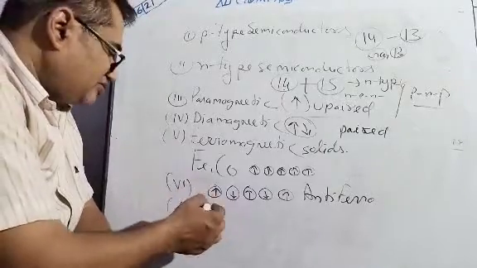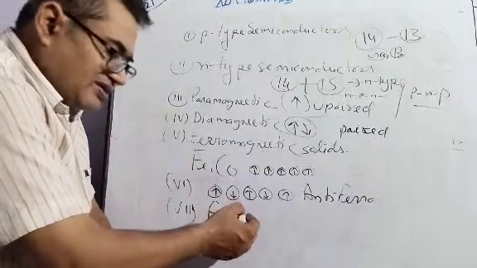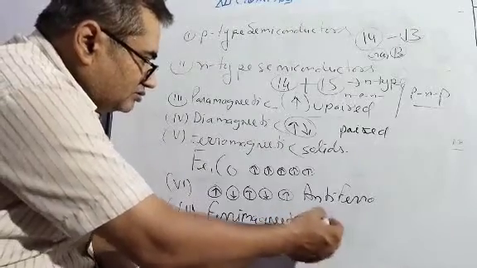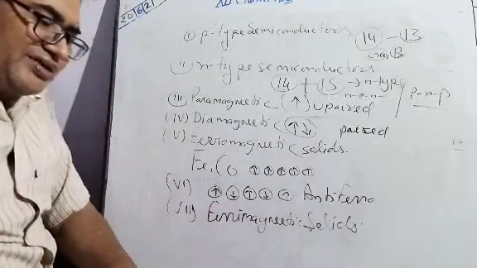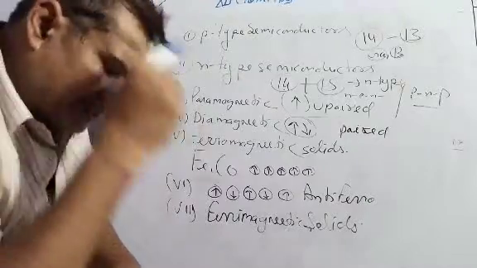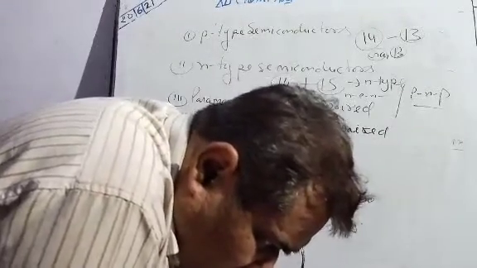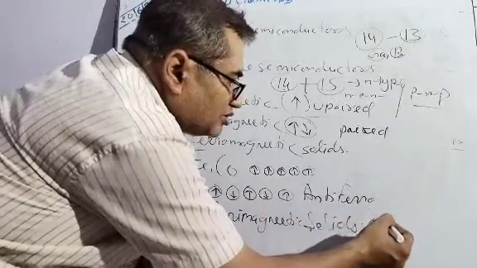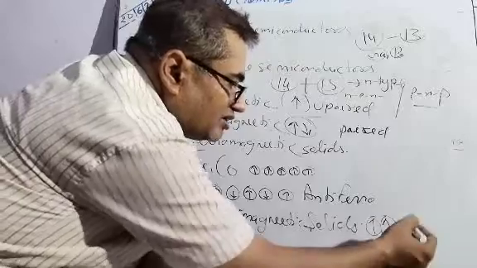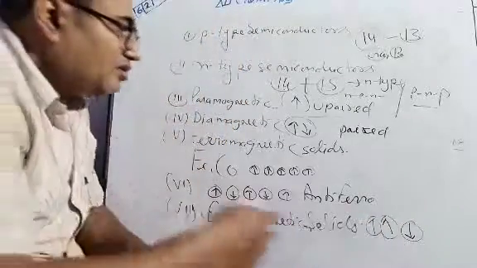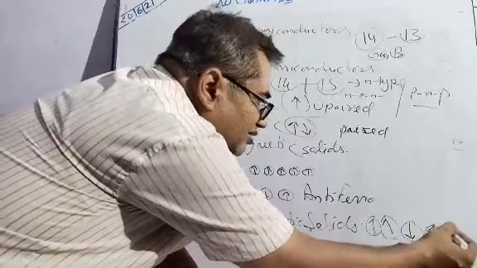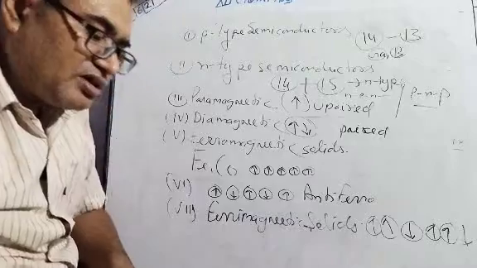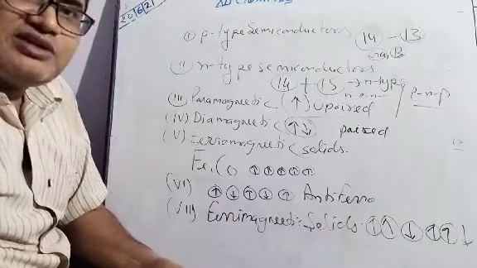The last type is ferrimagnetic solids. In ferrimagnetic solids, the domains are such that two electrons are present in a clockwise direction, while one electron is present in an anti-clockwise direction. These kinds of substances lose their ferromagnetism whenever we heat them.